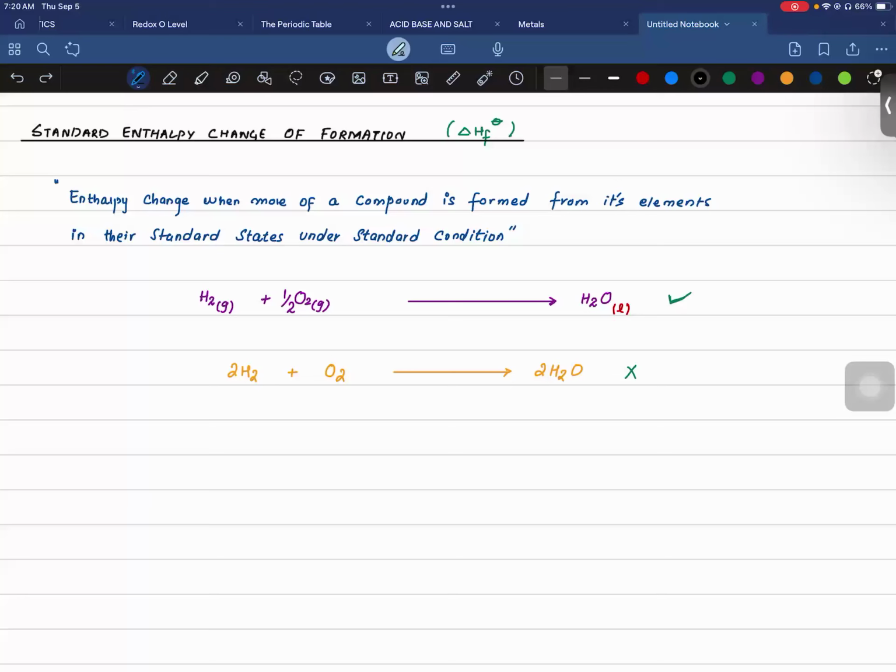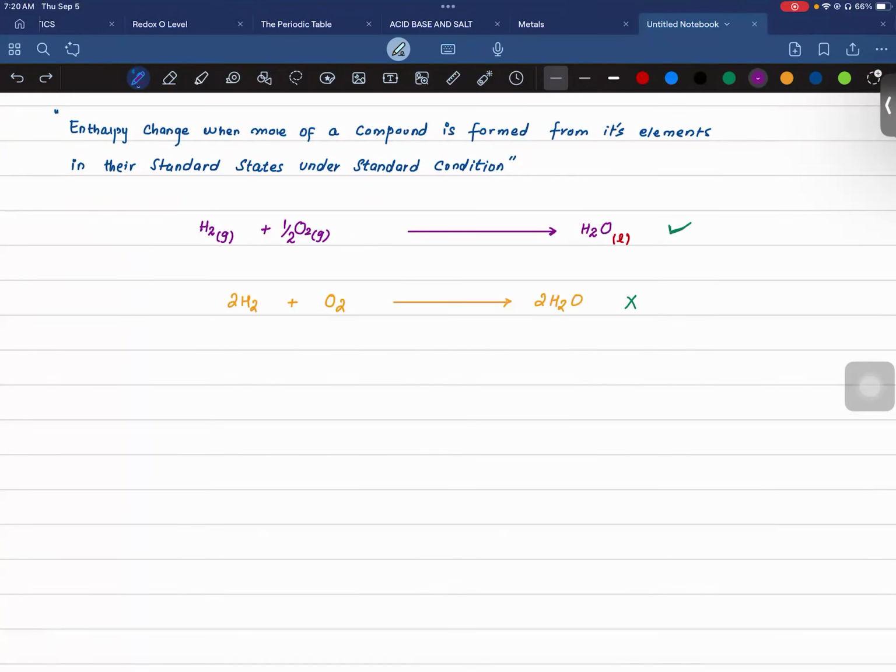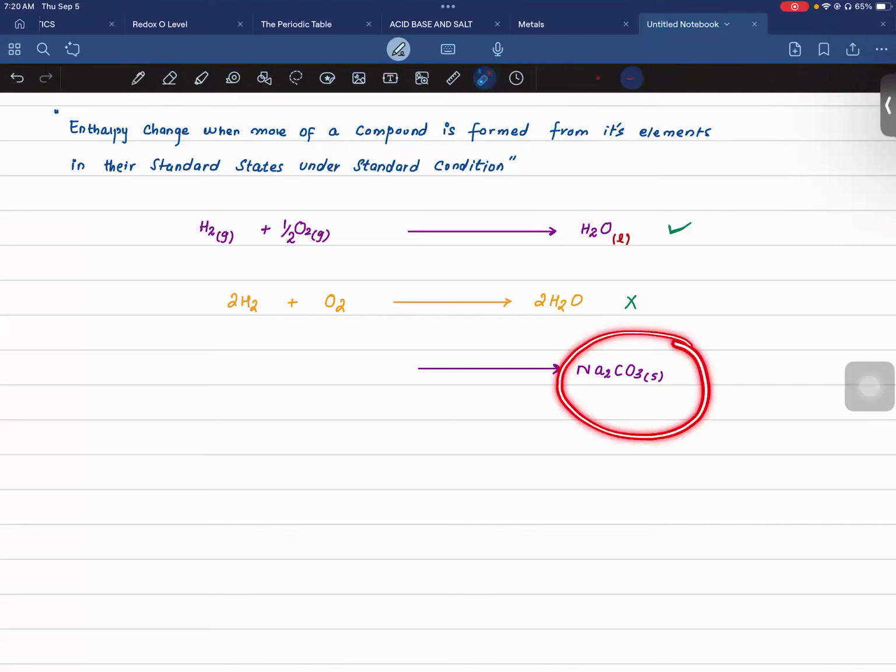Let's suppose I'm asking I need to form sodium carbonate, and this is solid. The standard state for sodium carbonate is solid. So can you tell me, according to the definition, 1 mole of a compound is formed from its elements. The elements are sodium, carbon, and oxygen. Can you tell me in the reactant side what am I supposed to write?